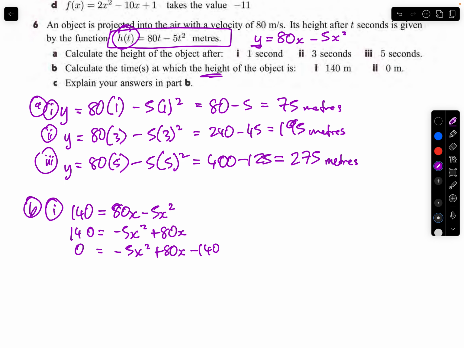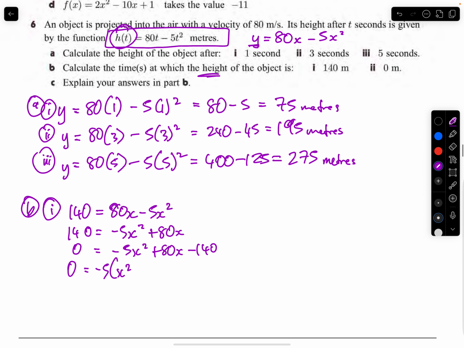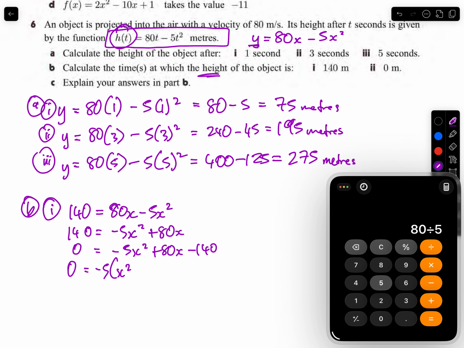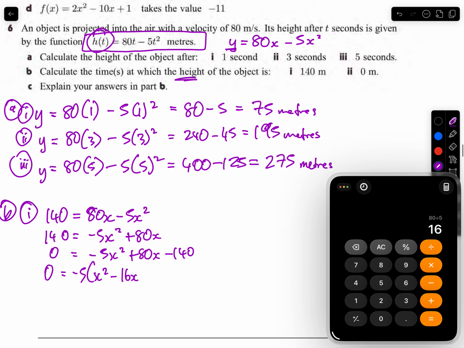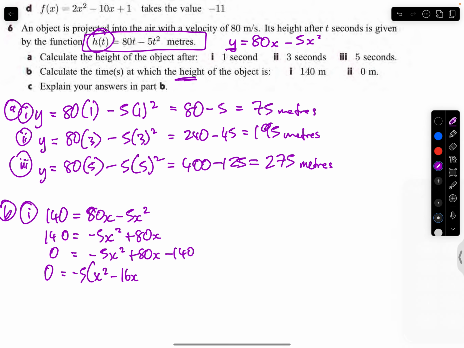take 140. I notice that 5 goes into all of these, so I'm going to remove negative 5 as a factor. 80 divided by 5, 16. So negative 16x. How many 5s go into 140? 140 divided by 5, 28. Negative 5 times negative 28 is positive 140, so it's positive 28 in the brackets. What is the opposite of timesing by negative 5 on the outside here? Dividing. 0 divided by negative 5 is just going to leave you with 0, so that cleans it up nicely.